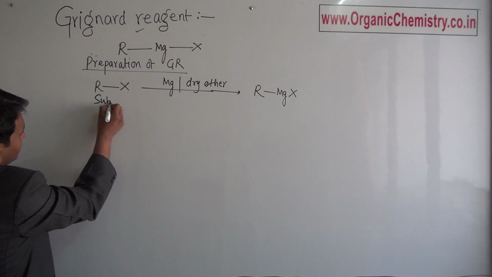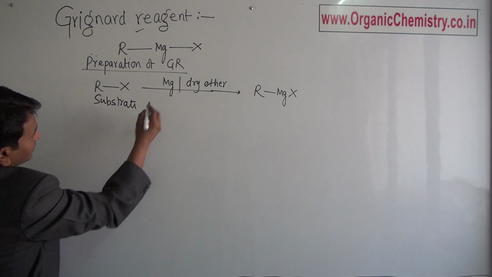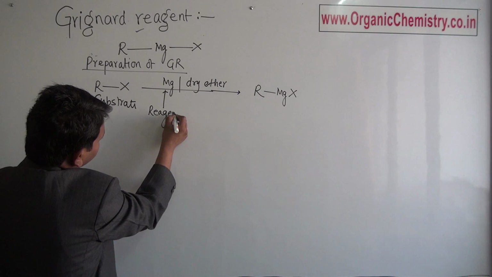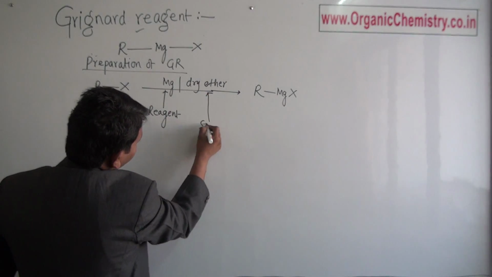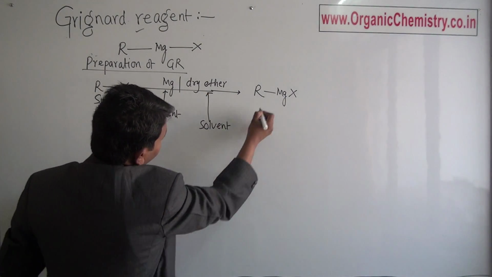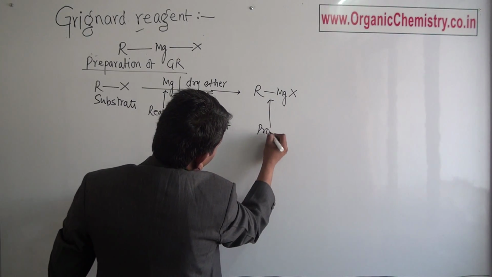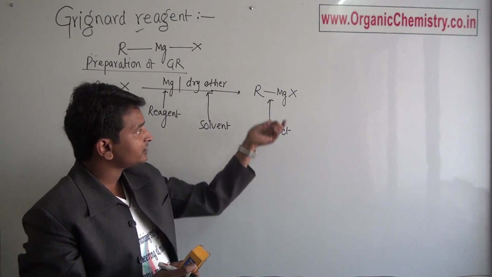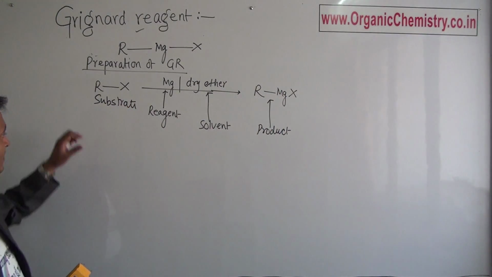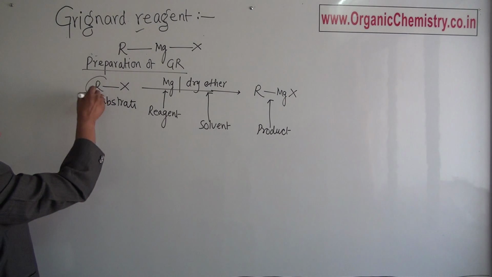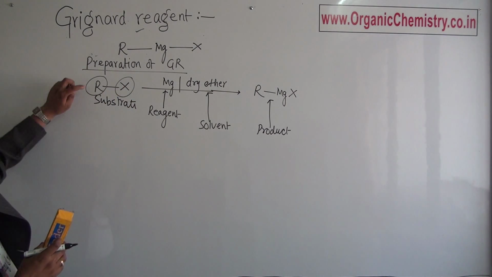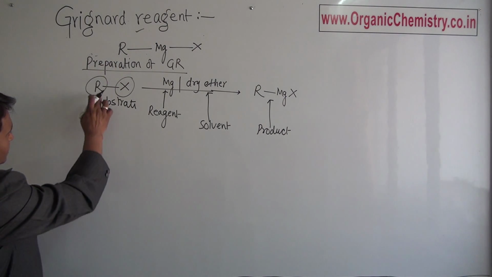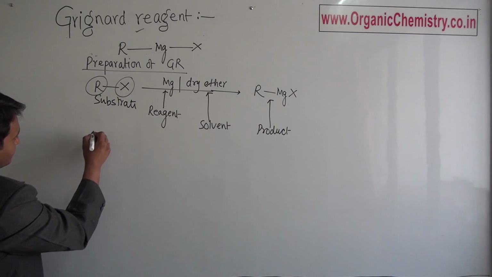This is the substrate, this is the reagent, this is the solvent, and this one is the product. This GR may act as a reagent for some other chemical reaction. The substrate has two parts, the alkyl part and the halide part. First we consider the alkyl part of the alkyl halide.